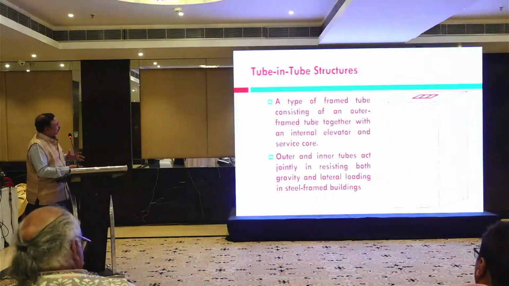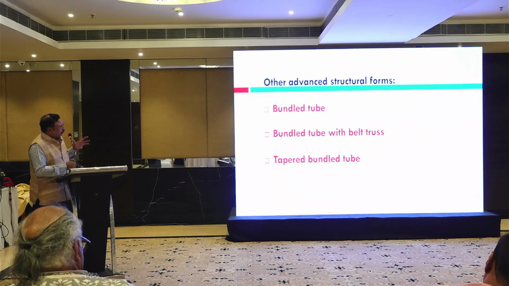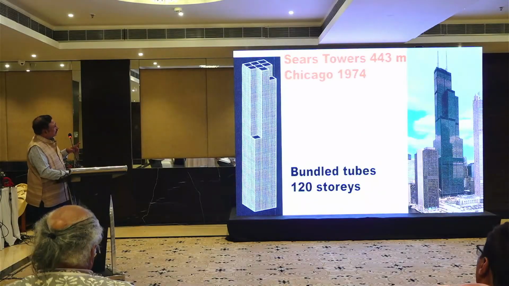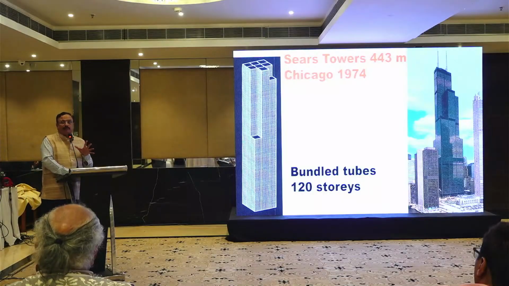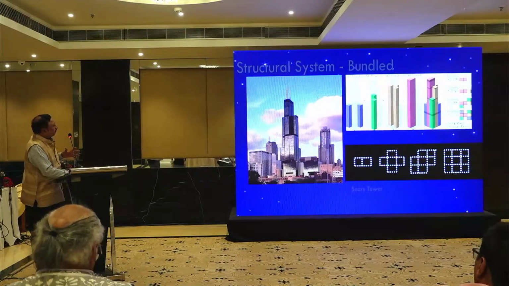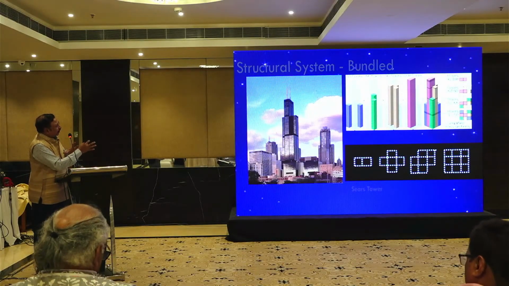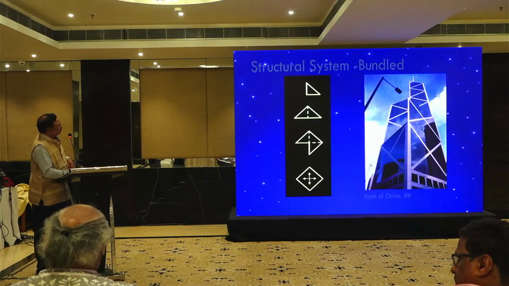This is in Japan. Then tube in tube is another. You can have bundled tube. The Burj Dubai is a bundled tube system. You see, this is in Chicago again, known for this. There was an engineer called Fazlur Rahman, who was a Bangladeshi engineer, and he designed many of these innovative things. So all this requires is proper alignment, proper clustering of the towers to improve the stability.